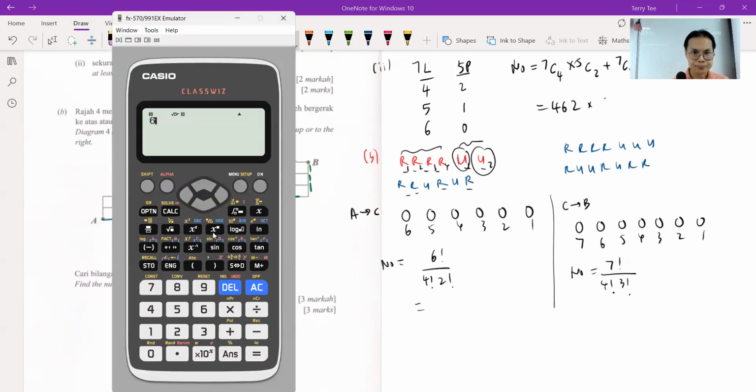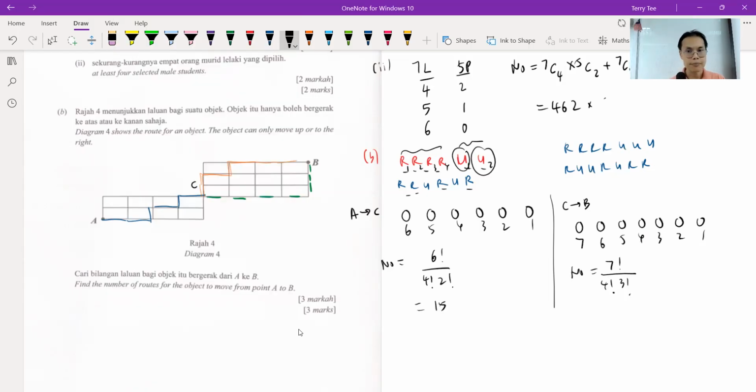6 factorial divided by 4 factorial, followed by 2 factorial. Actually, 2 factorial is 2, we can just write times 2. There are 15 ways to go from A to C, right?